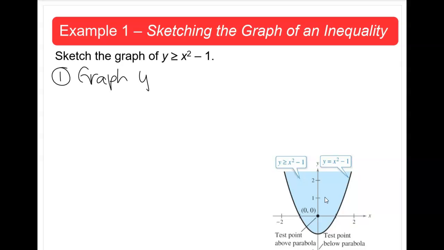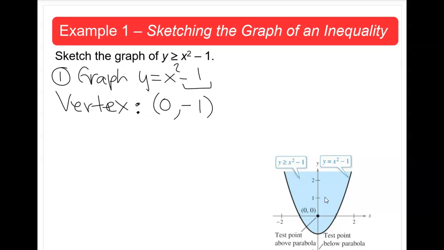First thing we're going to do is graph the equation y equals x squared minus 1. To graph that, a quadratic function, a parabola, we think about transformations. The minus 1 here is telling me that it shifted the parabola 1 unit down. So instead of the vertex being at 0, 0, like the parent function, it will be at 0, comma, negative 1.